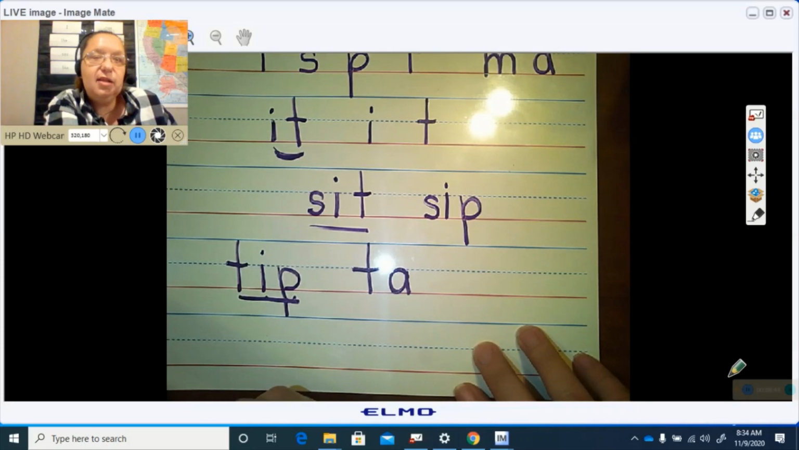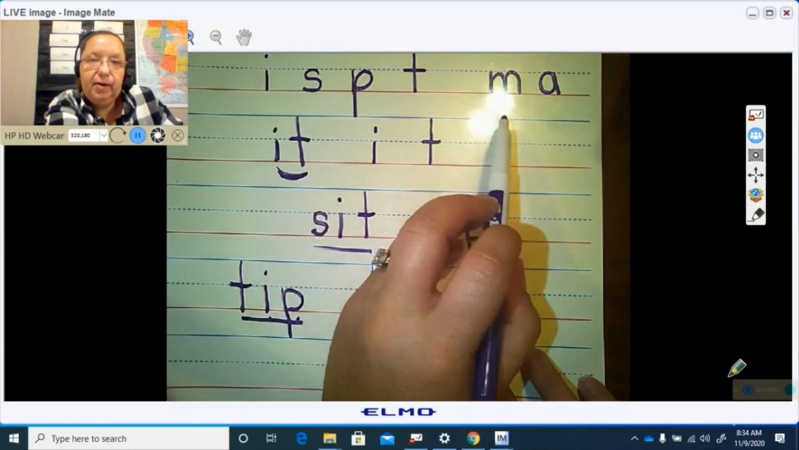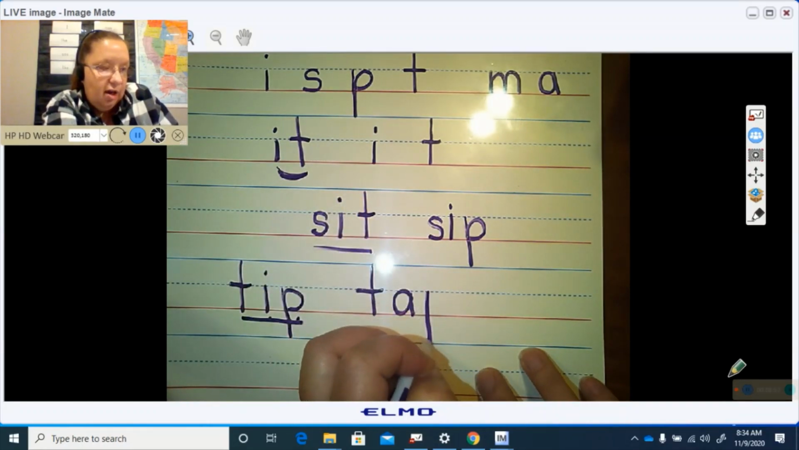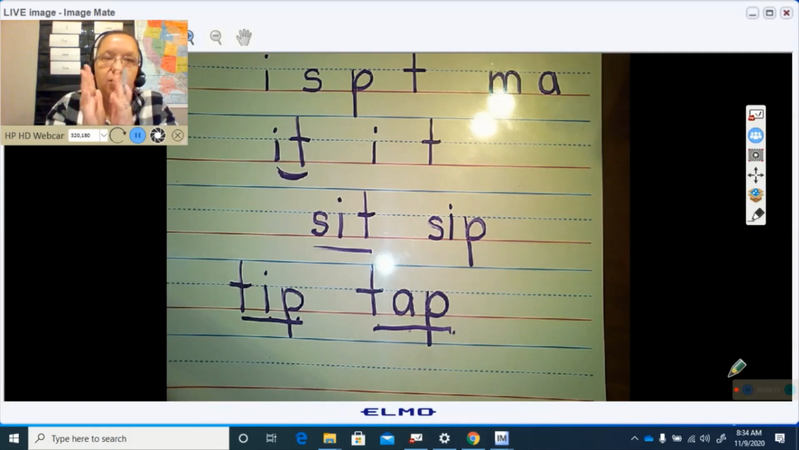Which letter makes the P sound? We need that. Which letter up here makes the P sound? It's the P. P is the P sound. So tap. If you were writing it, you would write TAP, and you would write those letters close together because the letters in words live what?